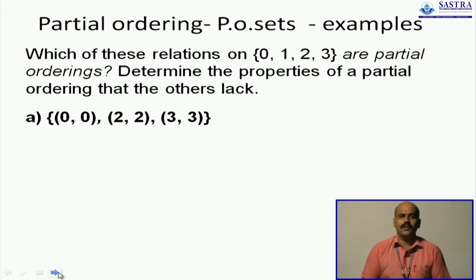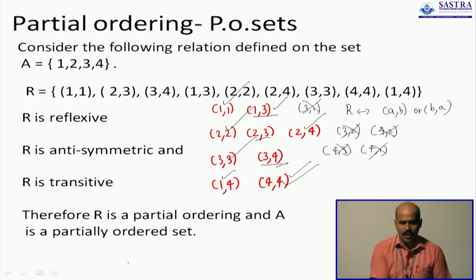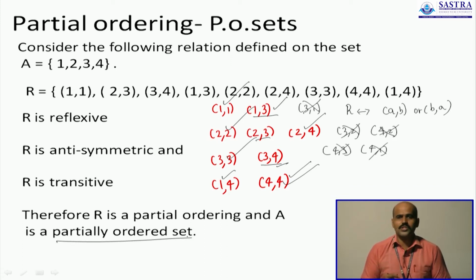We will have a set of examples to make you comfortable with this idea of a partial ordering. We will say that the set on which the partial ordering is defined is a partially ordered set. That's what we saw. Therefore, R is a partial ordering and A is a partially ordered set, because A is a non-empty set on which this partial ordering is defined by us.